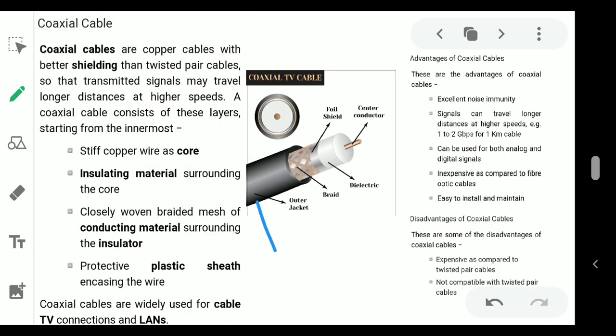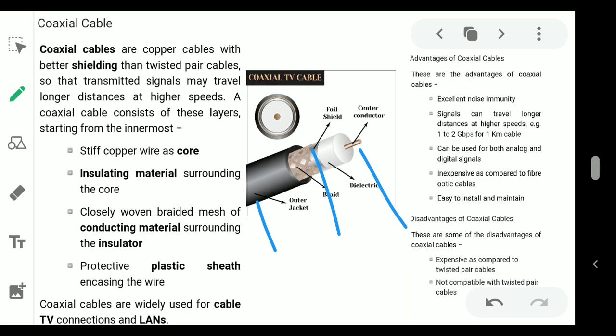Outer jacket is there, next is braid, and the dielectric is there, or you can say it is a core. The stiff copper wire is known as the core. The insulating material surrounds the core, and a closely woven braided mesh of a conducting material surrounds the insulator, and a protective plastic seal ensures protection against wear. Coaxial cables are widely used for cable TV connections.